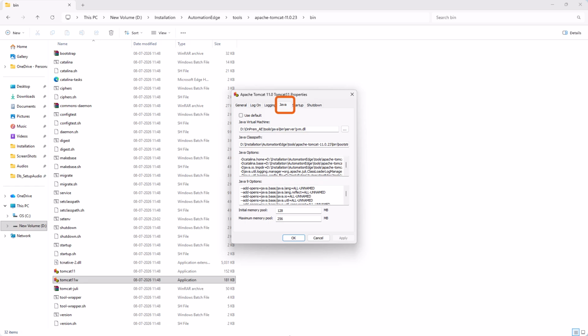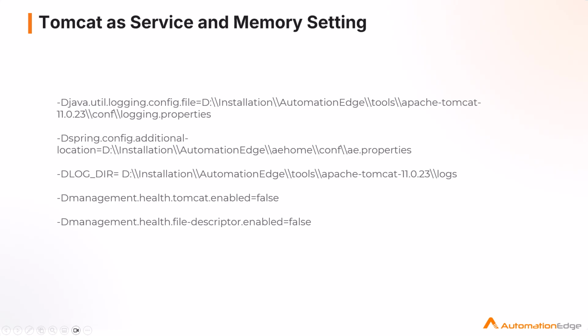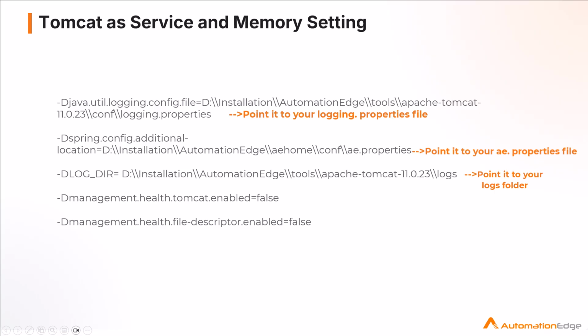Go to the Java tab. In the Java Options section, paste in these options. They tell Tomcat where to find the logging config, the ae.properties file, and the log folder. They also disable two health check endpoints that are not needed here.